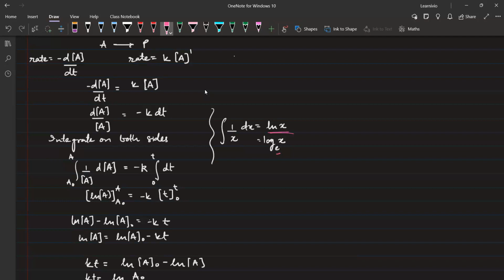Now, when I plug in the limits, ln A minus ln A naught will be equal to minus kt minus 0. T minus 0 will be t itself. Now I can rearrange this and I can write ln A is equal to ln A naught minus kt.